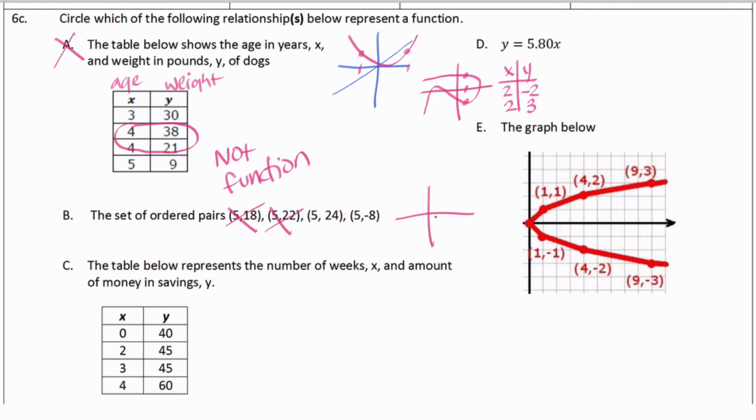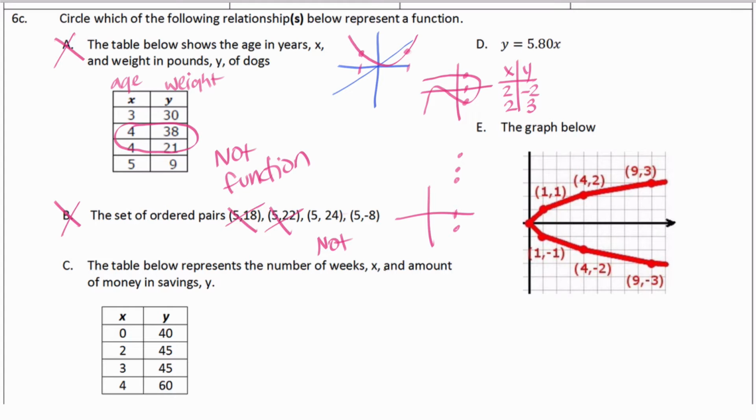If that was on a graph, x value of 5 has a y value of 18. X value of 5 has a y value of 22. X value of 5 has a y value of 24. X value of 5 has a y value of -8. I mean, every single one of these points has the same input but multiple different outputs. That is not a function.